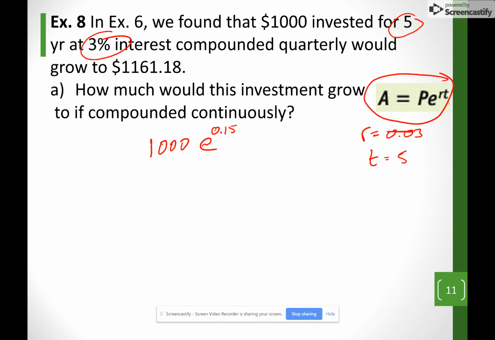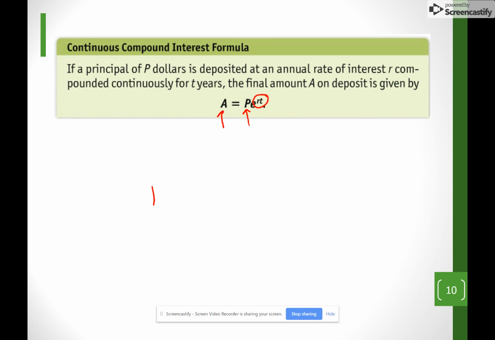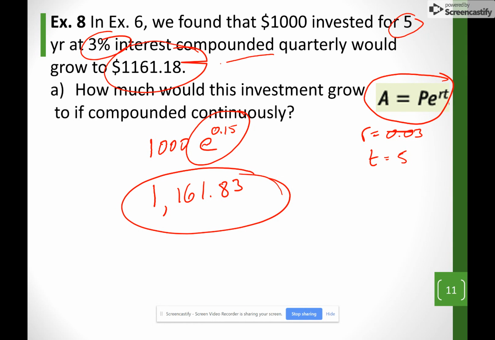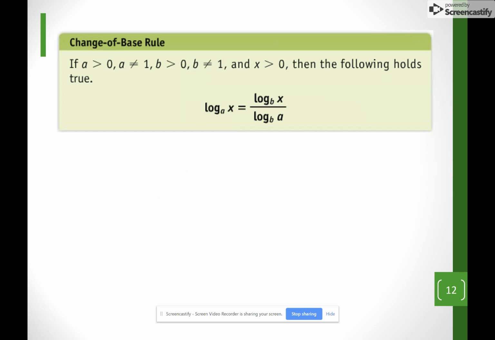1.1683 multiplied with 1,000. Remember, I did the E to the exponent first, multiplied to the 1,000, and I get 1,161.83. So if it gets compounded continuously, it is this amount. If it gets compounded quarterly, it is this other amount. I think it's better to get it when it gets compounded continuously. I'll talk a little bit more in class.